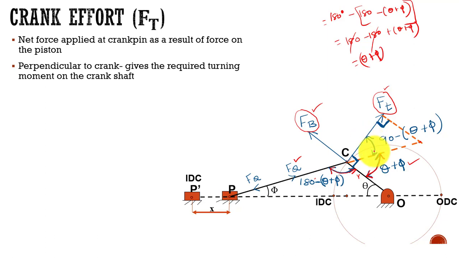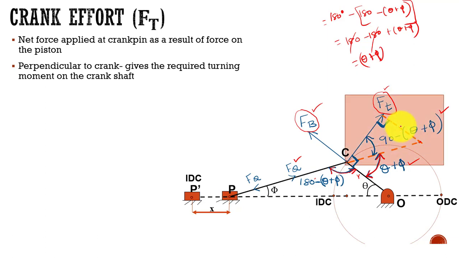So if I know this angle, then I can go for applying trigonometry concept. That is my ultimate aim. That is why I moved from this point to this point. I found this angle, and then this angle, and then I need to find this angle. The total angle is 90 degrees here, because the crank effort is perpendicular to the crank. So this angle is very simple: 90 minus theta plus phi. Okay, fine.